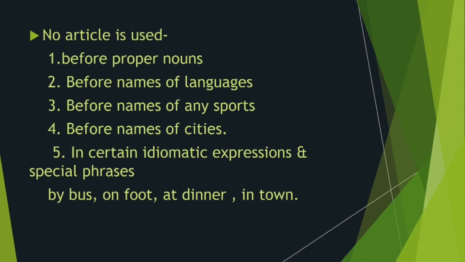Before names of any sports, like if you say he plays cricket, you will not say he plays the cricket, no. Before names of cities, you never use an article either, right? In the case of countries also, you cannot say the India. Okay, in certain idiomatic expressions and special phrases. What are idioms? You know idioms are muhavare, lokoktiyan. Right, in those cases also, some of them are there where you will not use any article, like by bus, on foot, at dinner, in town. Okay, you are not going to use any of the articles before these.